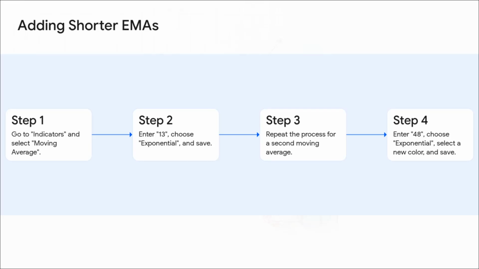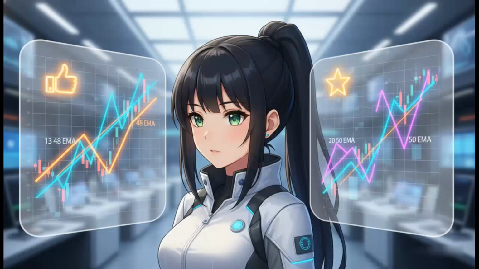Then just do it again, but this time for a 48-period average. And pro tip, give it a different color so you can instantly tell them apart. Now, we just added the 13 and the 48 EMAs, but it's really important for you to know you've got options. Another super popular and effective combo is the 20 and the 50 EMA. You know, there's no single right answer here. Both of these sets are used by tons of traders, so feel free to play around and see which one you like the look of.